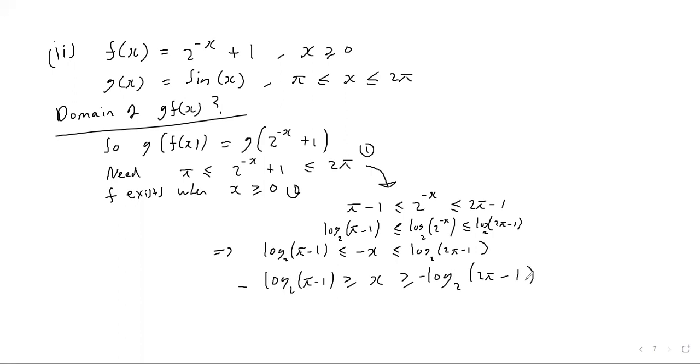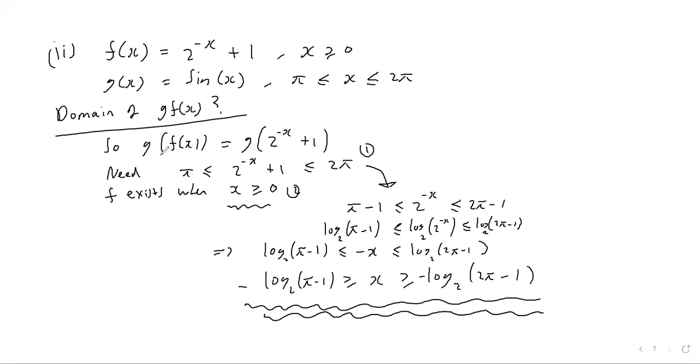Now then, where is it the case that x is between those two numbers and also greater than 0? We need x to be greater than 0 in order for this in here to exist, but we need x to be between these two numbers in order for our g to exist, because we need the f of x to be between pi and 2 pi in order for our g of f of x to exist.